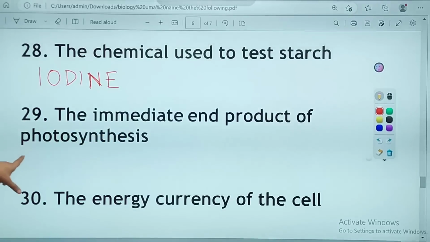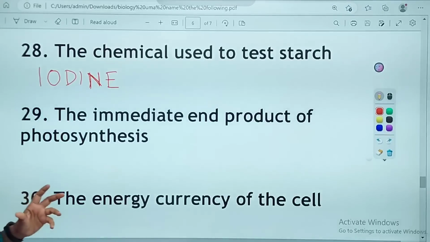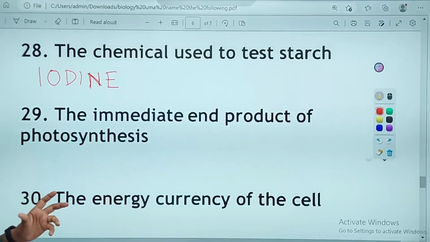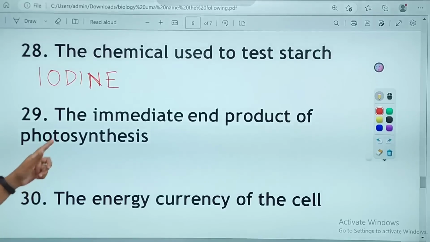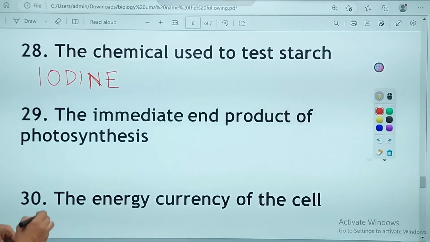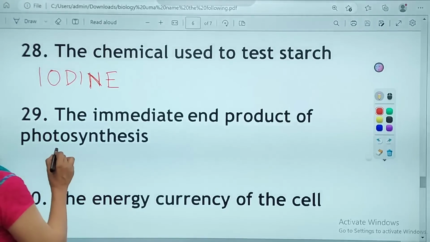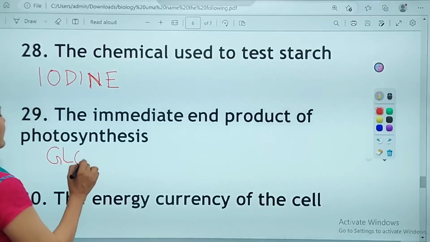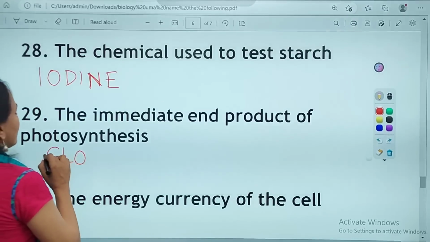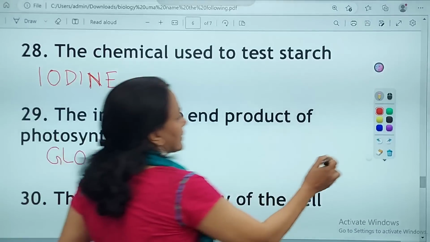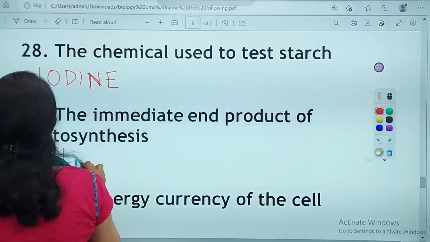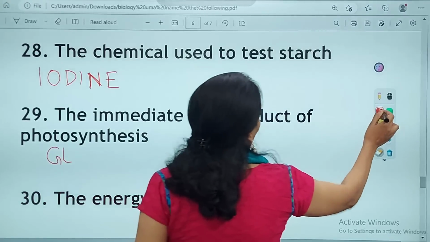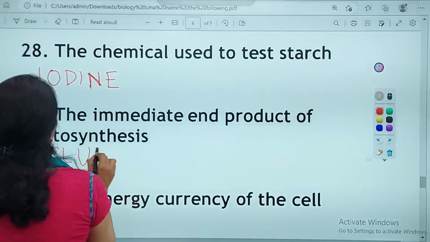The immediate end product of photosynthesis. We spoke about this particular compound, but we spoke in the animal context, in the human context. The immediate end product of photosynthesis is, yes, it is glucose. Sorry, that would be wrong. Let's come. Okay. Glucose.